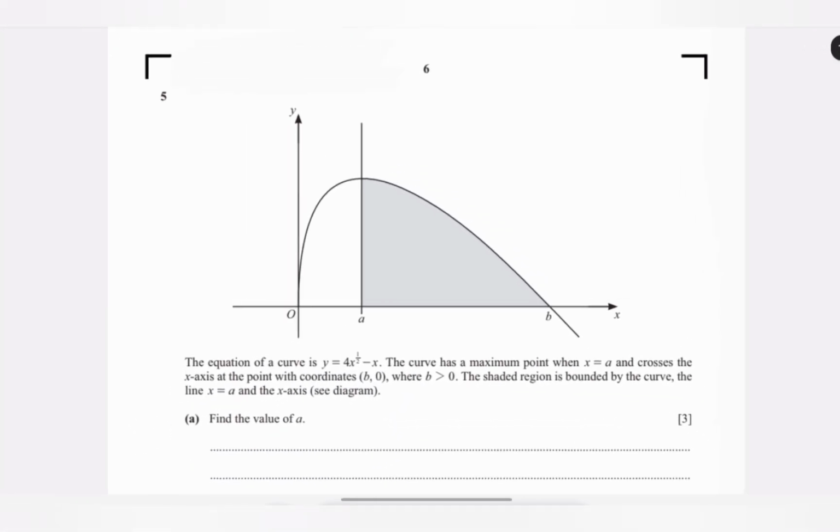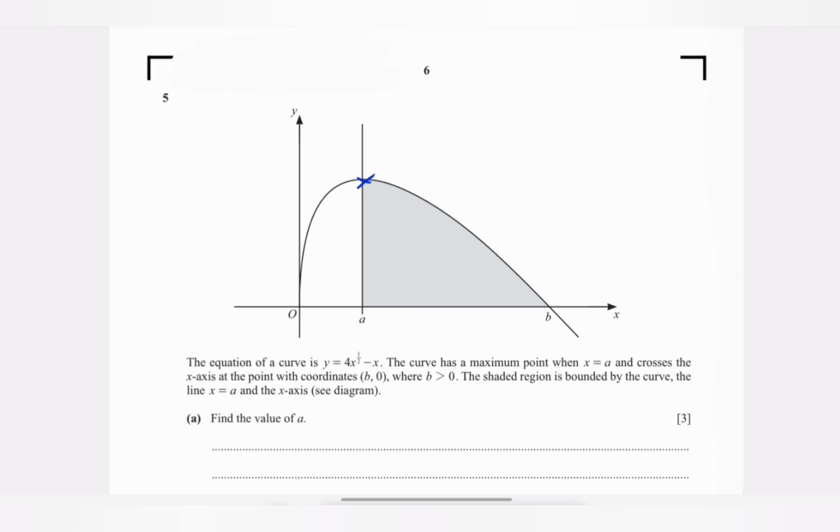Now, for the fifth question, it says the equation of a curve is y equals 4x to the power half minus x. The curve has a maximum point when x is equal to a, which is this part right here, and crosses the x-axis at the point with coordinates (b, 0), which is this coordinate right here, where b is greater than 0. The shaded region is bounded by the curve, the line x is equal to a and the x-axis. Then it refers us to the diagram. Part A is saying find the value of a.